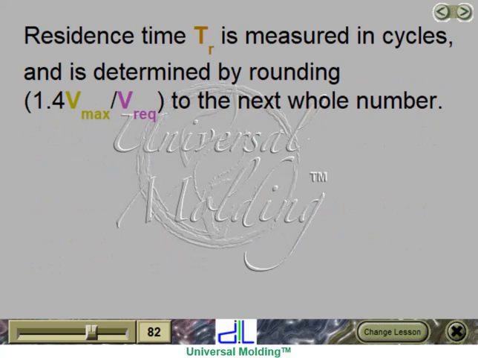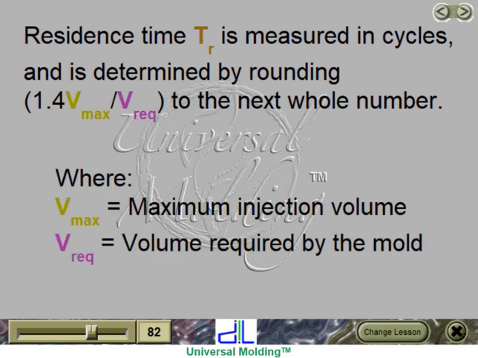Residence time T sub r is measured in cycles and is determined by rounding 1.4 V sub max divided by V sub required to the next whole number, where V sub max is the maximum injection volume and V sub required is the volume required by the mold.